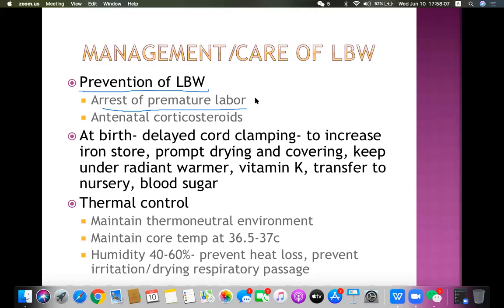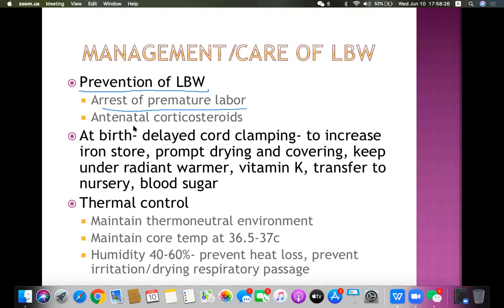Like salbutamol, terbutaline, ritodrine, and isoxsuprine. They all are tocolytic agents. It is called a tocolytic agent because they relax the uterus. They don't allow the uterus to contract. That is the meaning. So we should give them to arrest the premature labor.